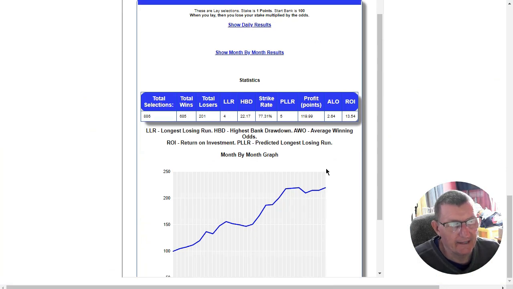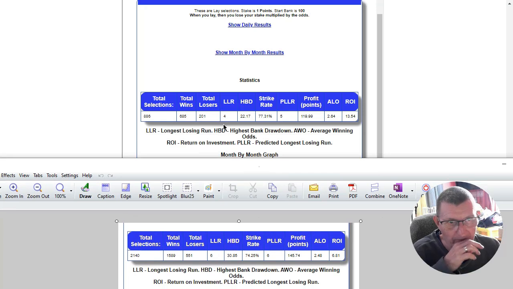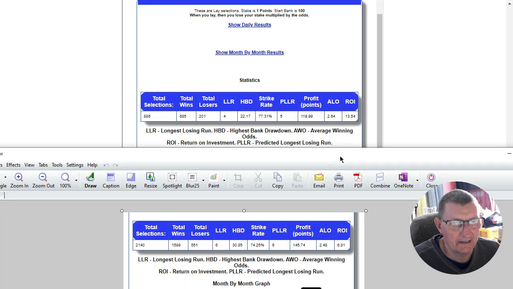So yeah, if you didn't mind, I mean, that's put everything up to points down, but everything else has changed. Look at this. So a lot less selections, obviously. Longest losing run 4 instead of 6. Predicted losing run of 5. We've lost some profit. Average losing odds gone up again, but Roy's gone up to 13.54% now on favourites.